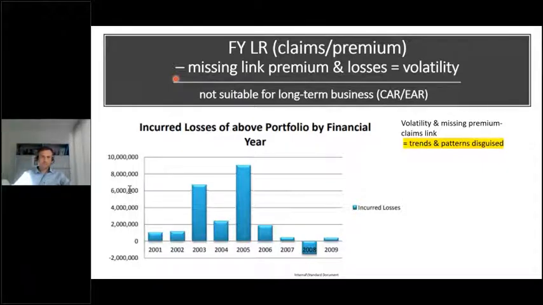So you detach premium and losses. They are not linked to the same year, not to the same underwriting year. And this obviously introduces volatility and disguises or hides trends and patterns.